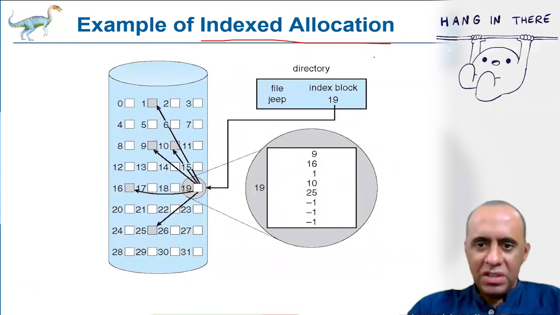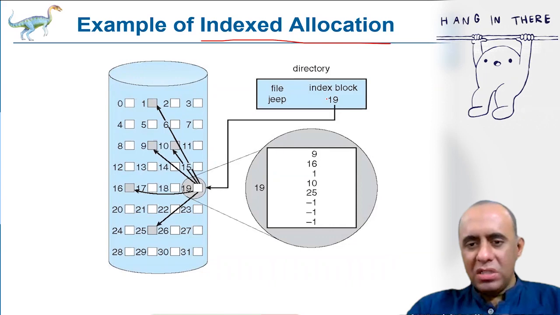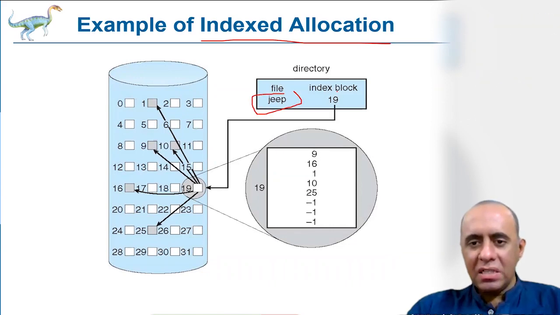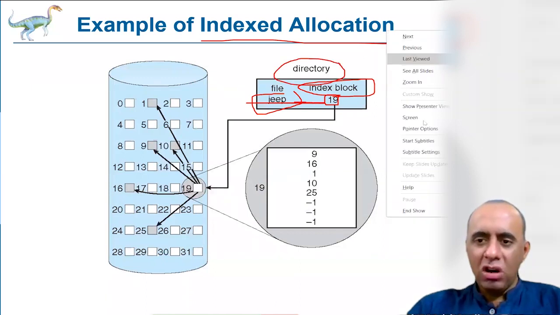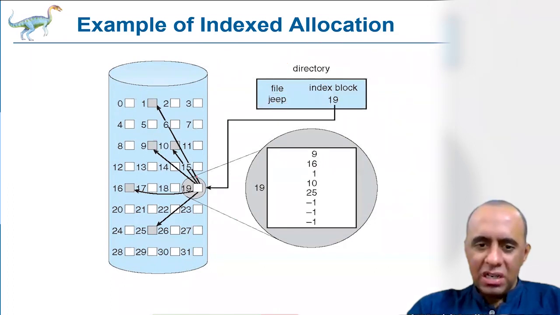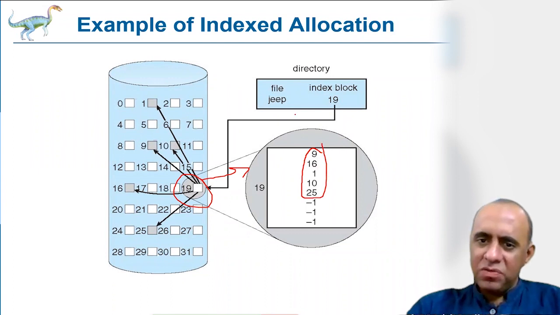The indexed allocation is even simpler, because the directory structure simply contains the file name and the index block number, and the index block is just another data block. If you zoom into that block, you will see that it contains the complete list of data blocks for this file Jeep. So the data blocks are 9, 16, 1, 10, 25.